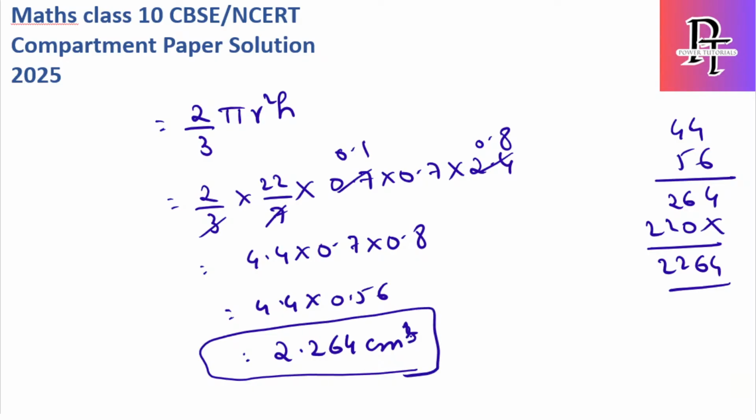Centimeter cube is important because units are very important when solving a question. If you write the unit wrong, then definitely at least half a mark will get cut. So make sure for volume you always write the unit as cubic unit, whereas for area it will be centimeter square.